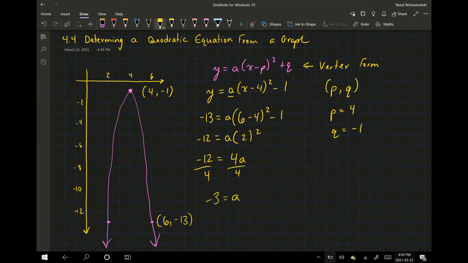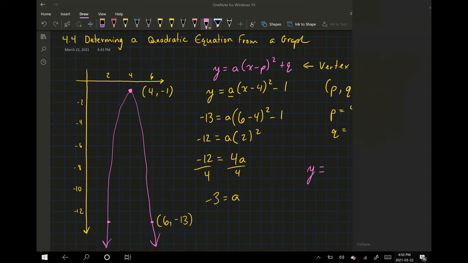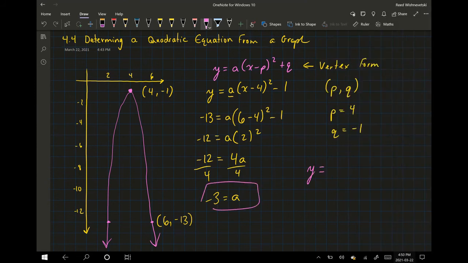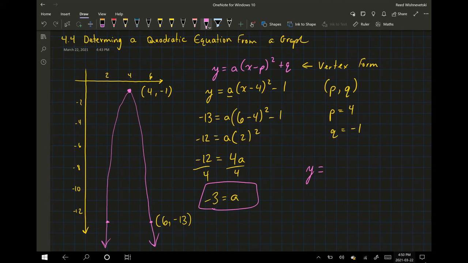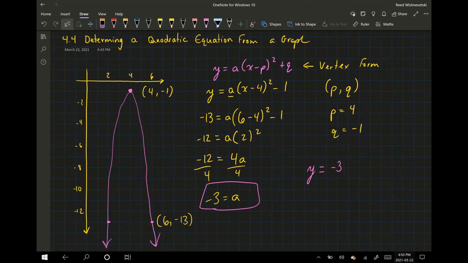Okay, so now we're just going to go ahead and plug that back into our original equation. So we can say that y is equal to, now our a value we already know from right here is negative 3. So we're going to say negative 3, and then we're going to remember (x - 4) squared minus 1. And that is our final answer.